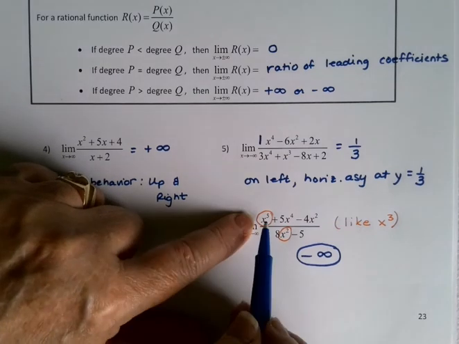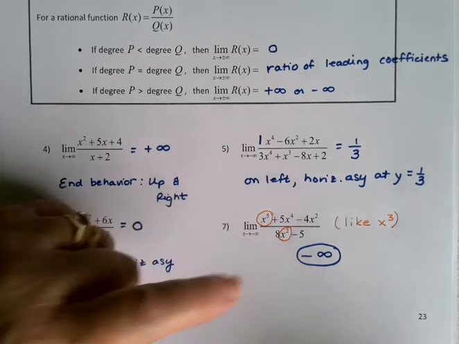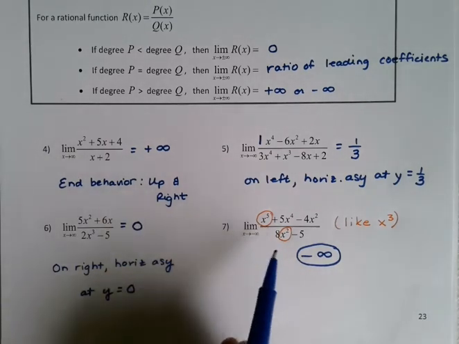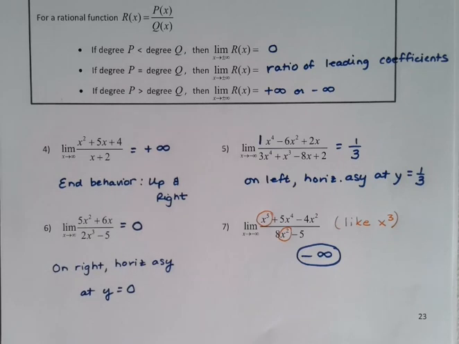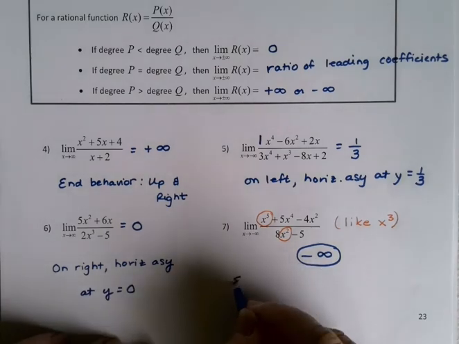Had that been, say, x to the 6th over x squared, it would have behaved like x to the 4th. And with an even power, I would have gotten a positive infinity. So make sure you take into account what the exponent would behave like when you decide positive versus negative. So this one's going to be to the left and down for the end behavior.